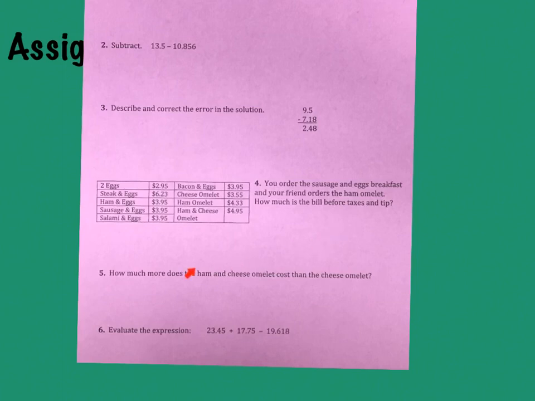You figure that out. Number 5, how much more does the ham and cheese omelet cost than the cheese omelet? So how much more means subtract. So you'll be subtracting on that one. And number 6, evaluate the expression. So we're going to add these two, and then we'll get a total, and then we'll subtract that off of it, and then you'll get a total answer here. So give that a try. It should not be that difficult.